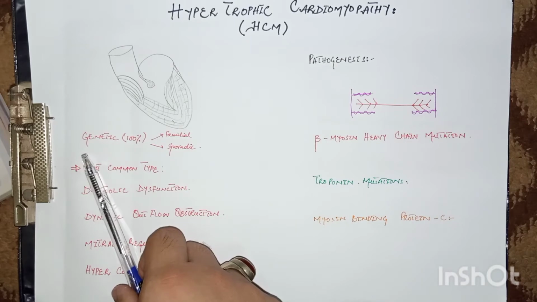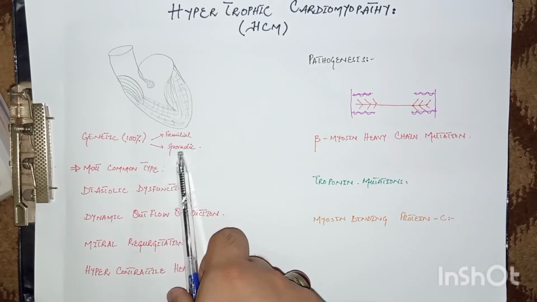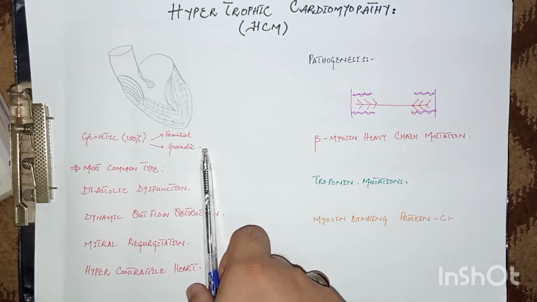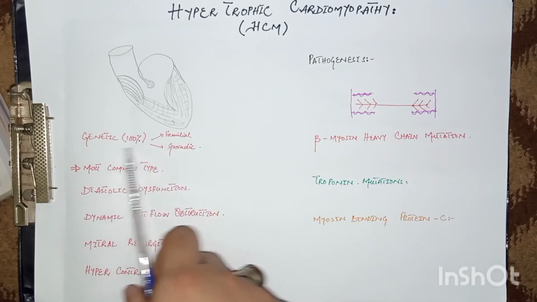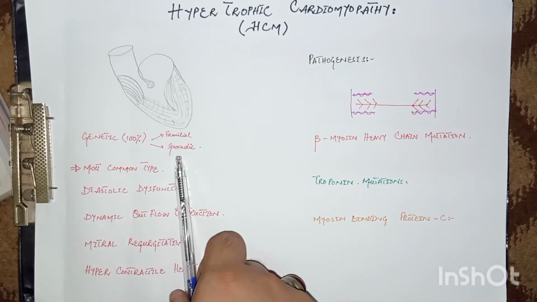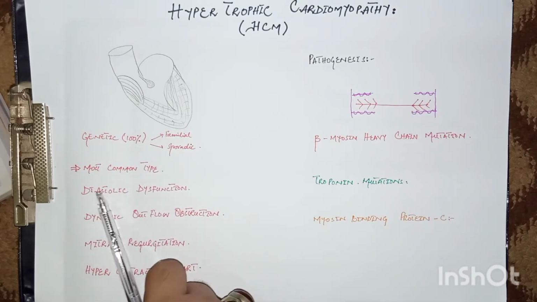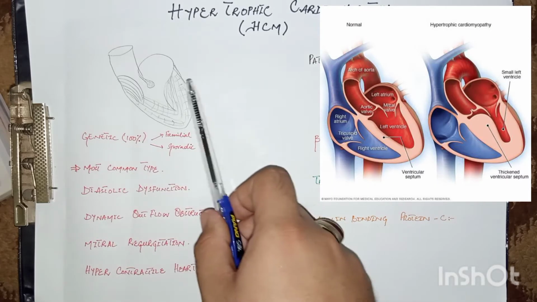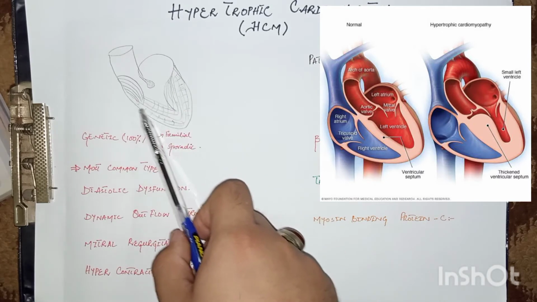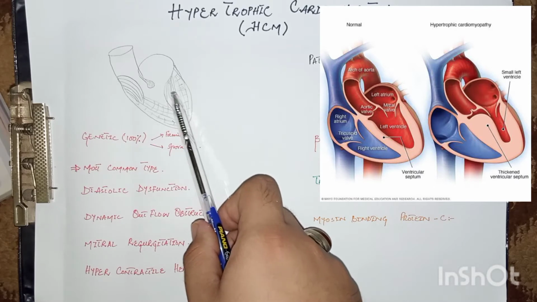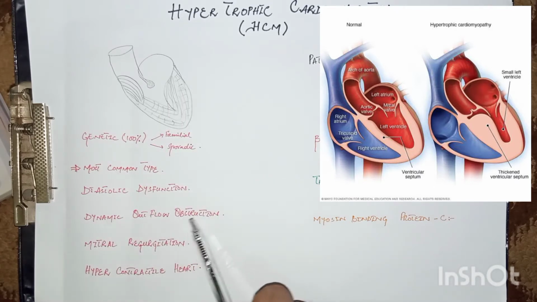It is a genetic disorder which is 50% familial, in which the family history is involved, and 50% sporadic, in which there is no family history. It is an autosomal dominant disorder, and it is the most common type of cardiomyopathy. The main problem in this case is diastolic dysfunction: the heart is unable to relax properly because the left ventricle is stiffened, and there is hypertrophy of the left ventricle. The second feature is dynamic outflow obstruction.